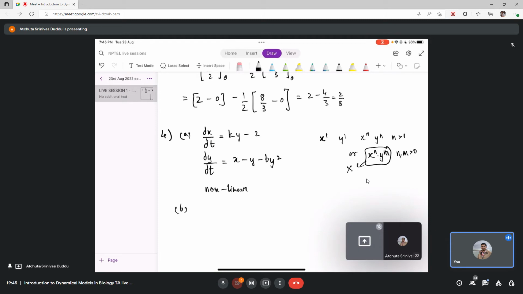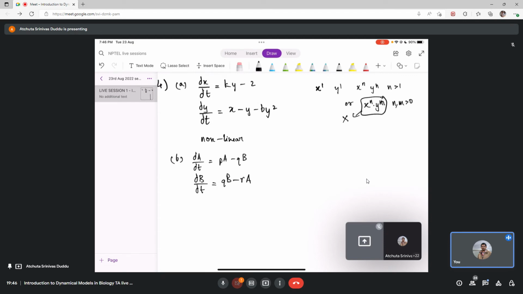For the next bit, we have dA by dt equal to PA minus QB, and dB by dt equal to QB minus RA. Here we have only terms in first power, so a power 1 or b power 1, and there's no a square or b square term or a into b term as well. So this system here would be linear since there are no higher order terms on the RHS, right?